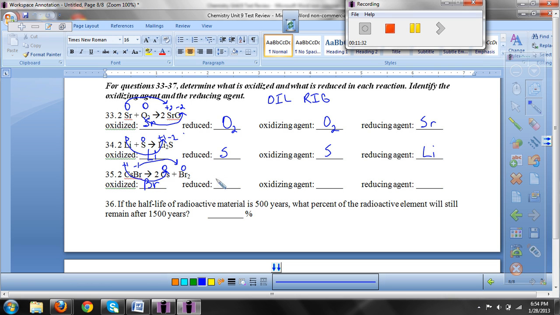If bromine got oxidized, cesium had to have been reduced. Cesium caused bromine to be oxidized, so cesium is called the oxidizing agent. And then bromine caused cesium to be reduced, so bromine is the reducing agent.